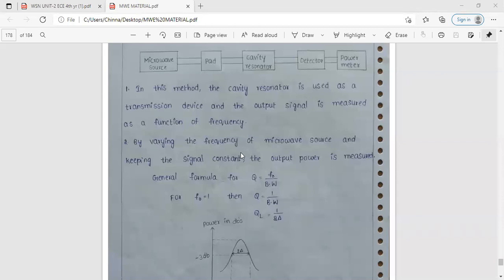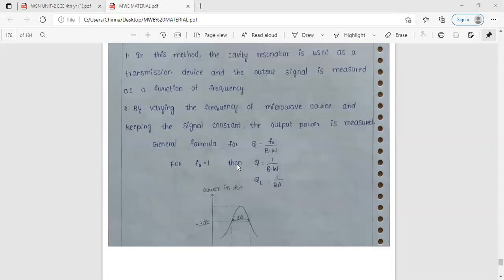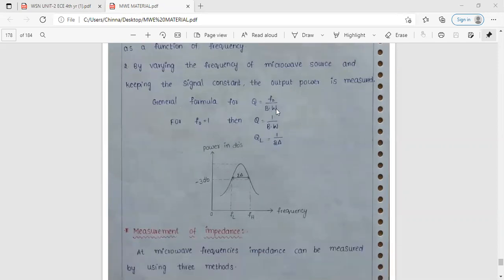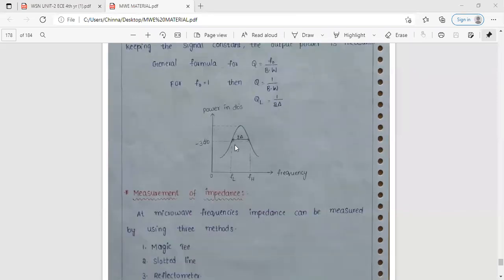So we have taken the f naught by BW representation. Taking the operating frequency f naught as 1, then Q is equal to 1 by bandwidth. We already know the bandwidth is equal to 2 delta. So QL is equal to 1 by 2 delta. So quality factor is equal to operating frequency by bandwidth. Here we are taking the bandwidth as 2 delta. Here you can see the diagram, 2 delta, where the 3 dB line is represented. This is the resonant cavity characteristic we consider.